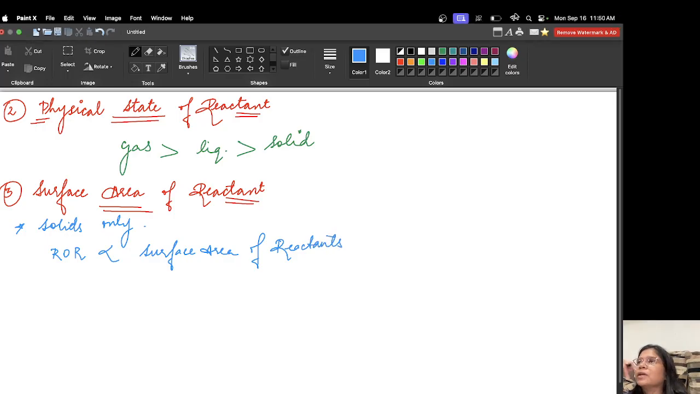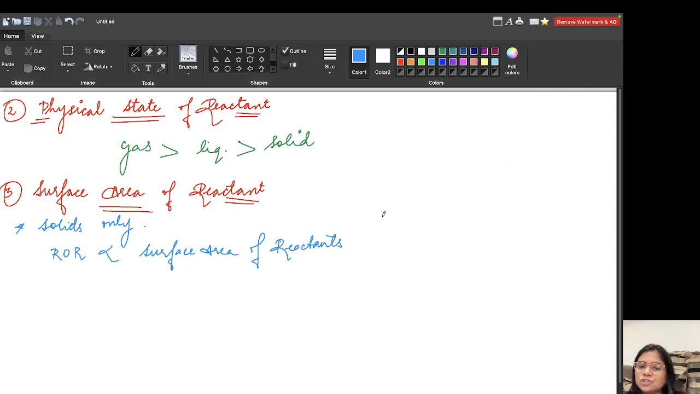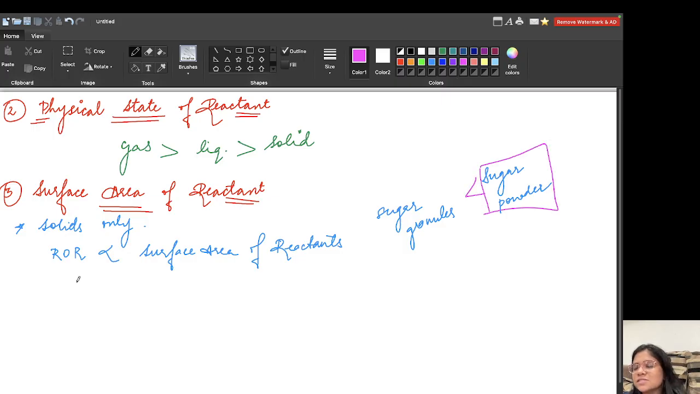Now for example, if you take sugar granules, and the next thing you take is sugar powder, which one will dissolve the fastest? The sugar powder, right? Why? Because it has more surface area. So that's how it depends upon the surface area.